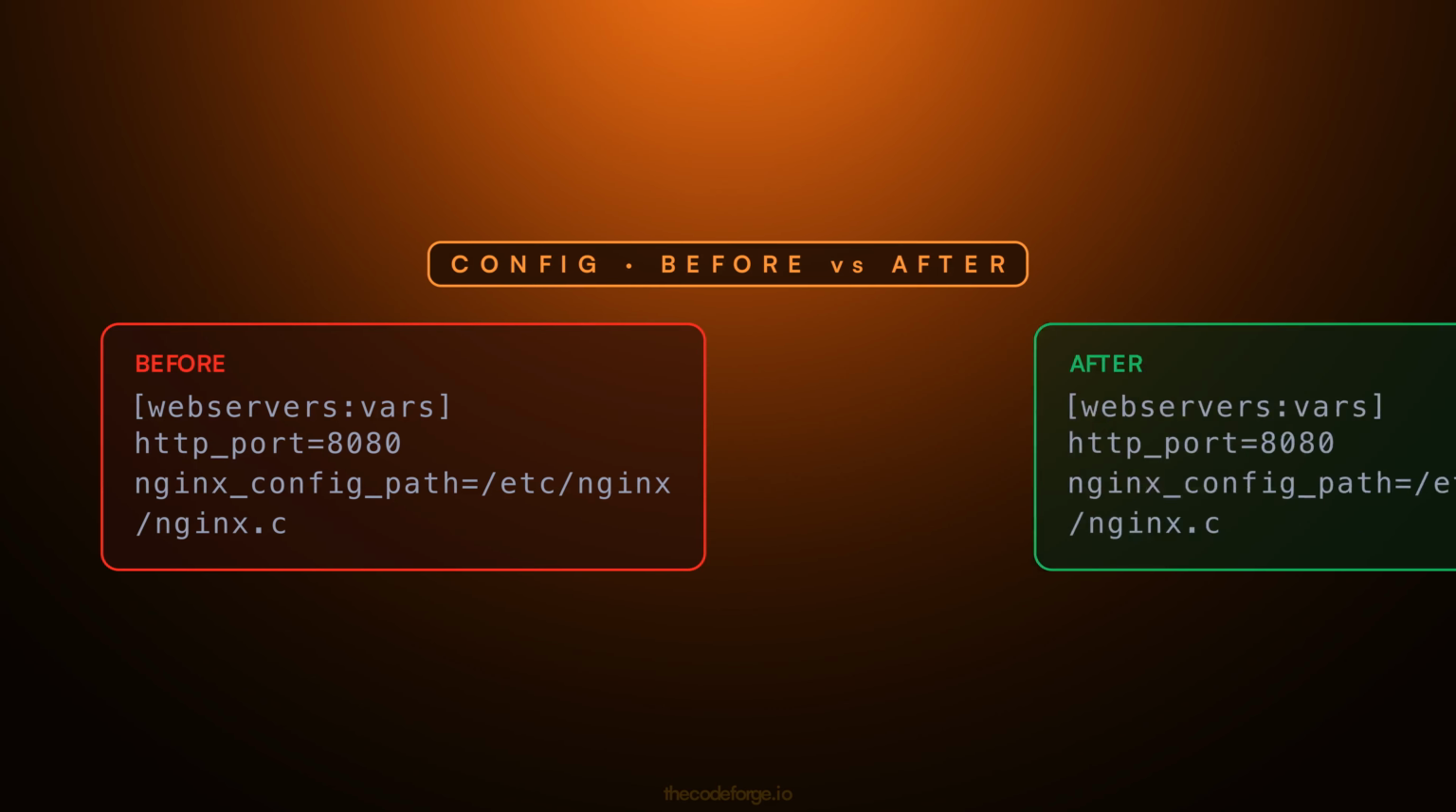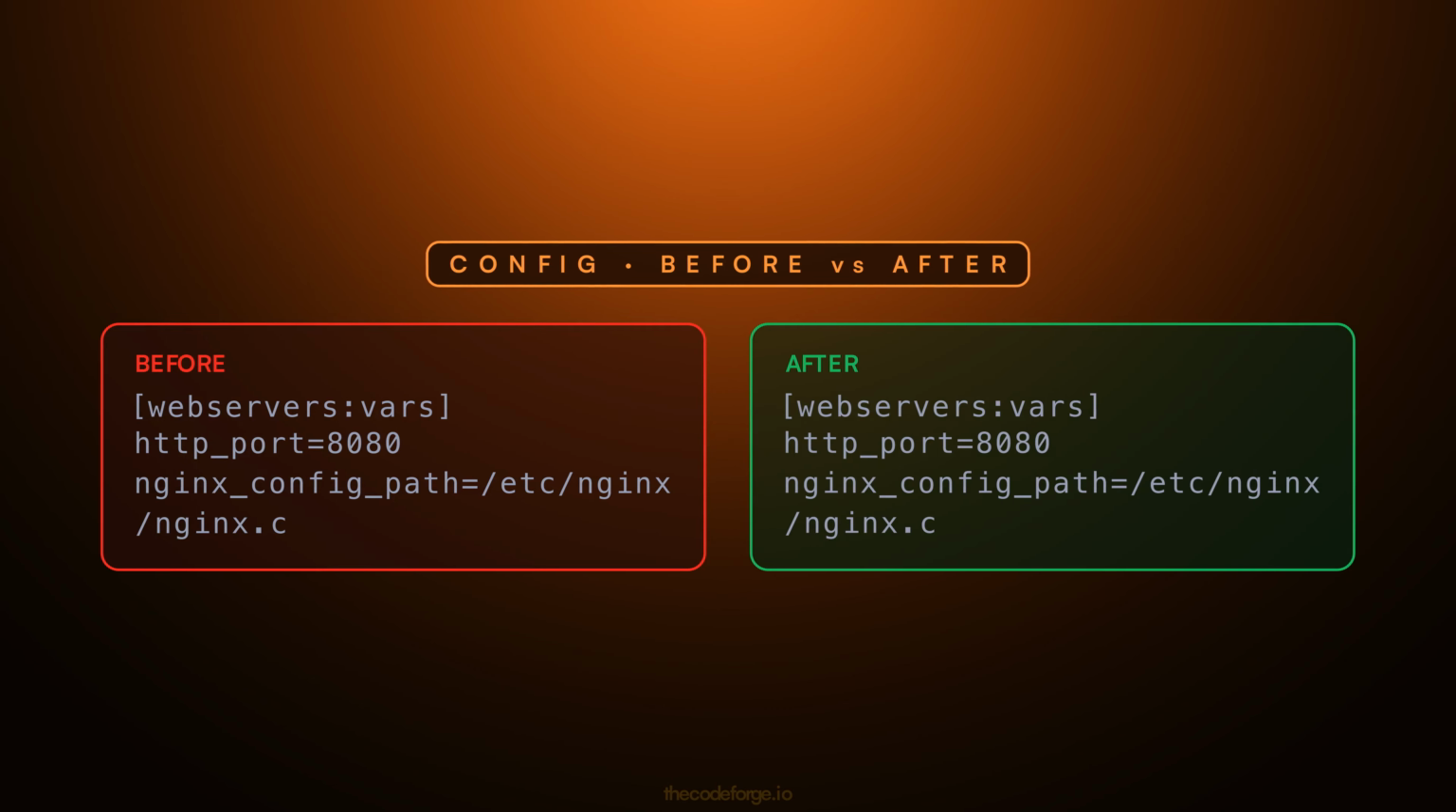A stale host_vars file from a debugging session 6 months ago silently overrode group_vars, with nginx_port set to 80 instead of 8080, because host_vars has higher precedence than group_vars in Ansible's variable precedence ladder.